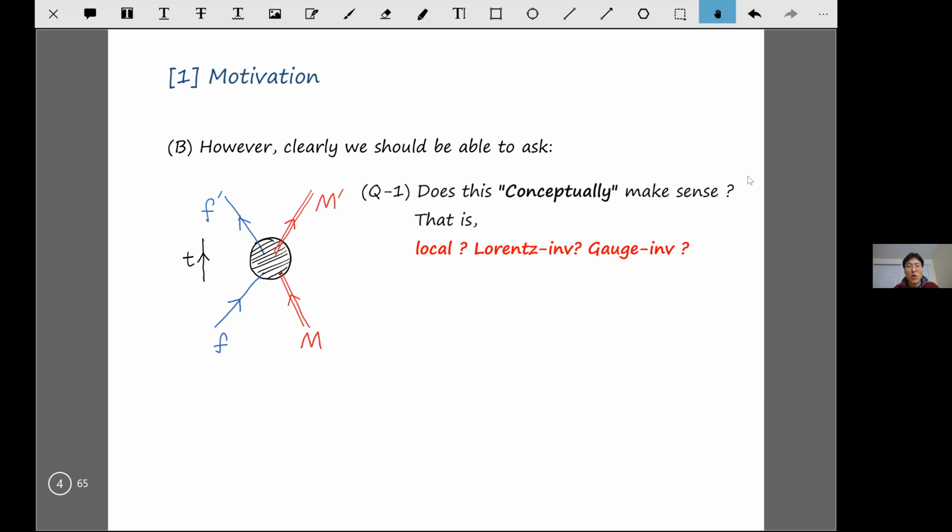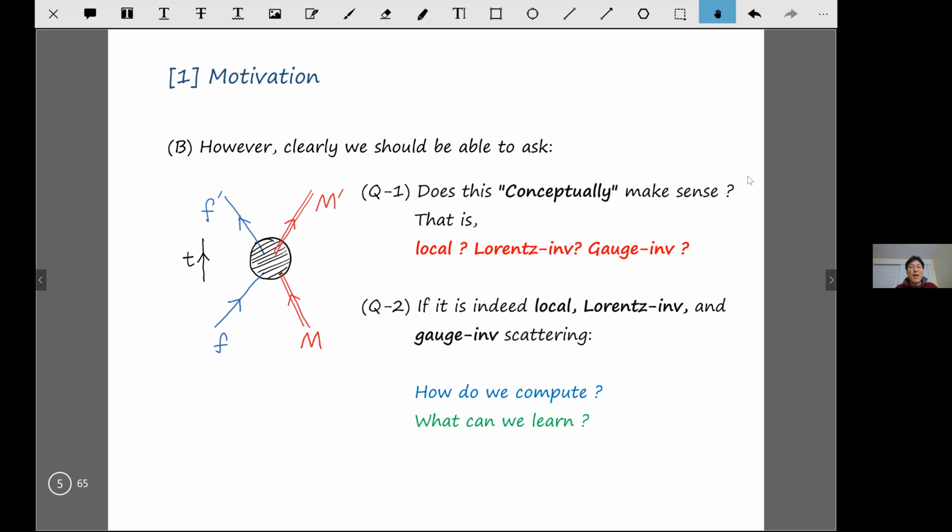Meaning, I just talked about the fact that there's a challenge with maintaining both locality and Lorentz invariance. So the first question we can ask is whether this process would actually be local and Lorentz invariant. Now, if it turns out that it is a local and Lorentz invariant process, and gauge invariance, as usual, you can put in, then the second question is how do we ever compute this S matrix? And let's say we manage to compute it, what kind of physics can we learn from this process? The goal of today's talk is basically to argue that yes, it is manifestly local and Lorentz invariant, and I will prove this by actually constructing a manifestly local, unitary, Lorentz invariant S matrix.